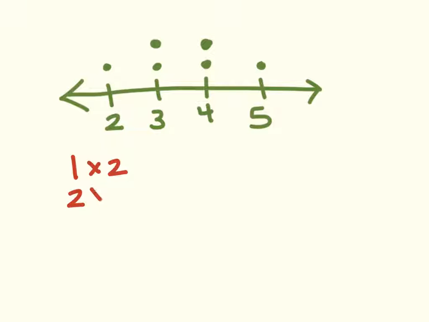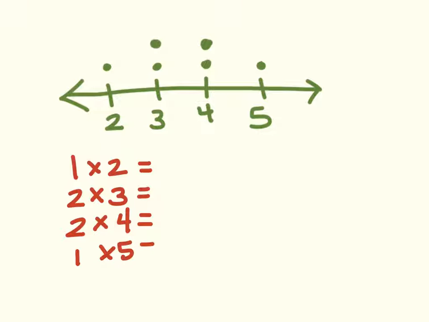We have 2 songs that are 3 minutes long, that will be 2 times 3. We have 2 songs that are 4 minutes long, 2 times 4, and a single song that's 5 minutes long, 1 times 5. So to calculate the total length of the songs, we simply need to complete these multiplication problems and then add to get a total.